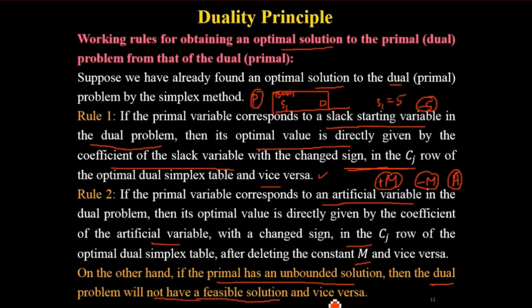and vice versa. Vice versa means if your primal does not have a feasible solution, then the dual is unbounded. Primal unbounded, dual infeasible; then dual unbounded, primal infeasible. So I hope the concepts are clear to all of you.